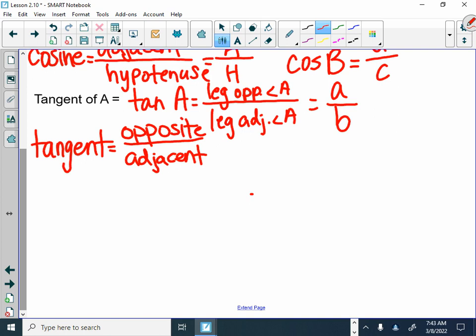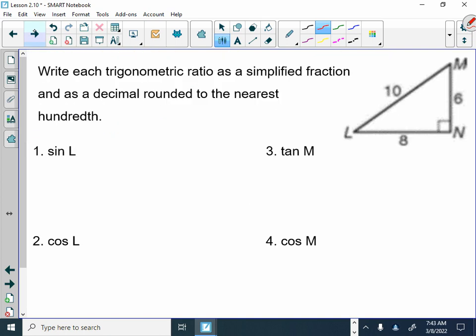All right, let's do some very basic examples. You need to write each trig ratio as a simplified fraction and as a decimal rounded to the nearest hundredth. How many decimal places is nearest hundredth? 2. Okay. So I'm looking for the sine of L. That means I need to look at angle L. Remind me what sine is. What's the ratio?